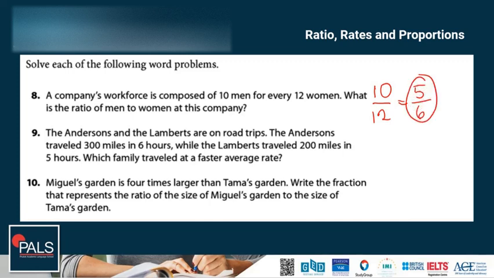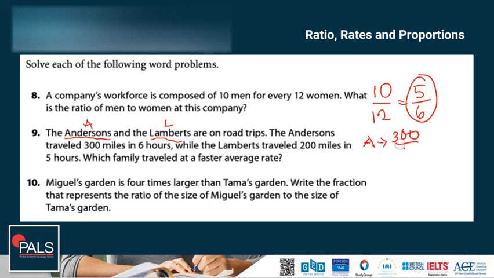Number 9. The Andersons and the Lamberts are on a road trip. The Andersons traveled 300 miles in 6 hours, while the Lamberts traveled 200 miles in 5 hours. Which family traveled at a faster average rate? First, let's find the rate for each family. Let's use A for Anderson and L for Lamberts.